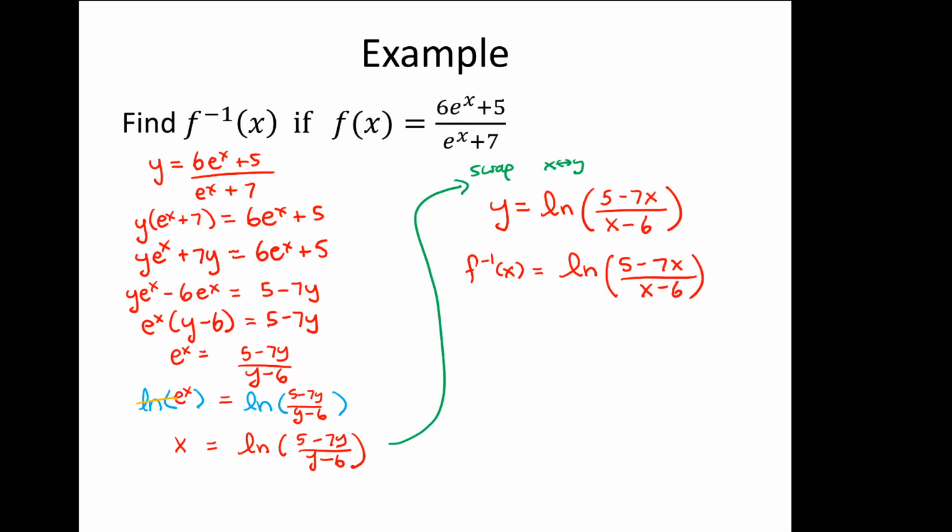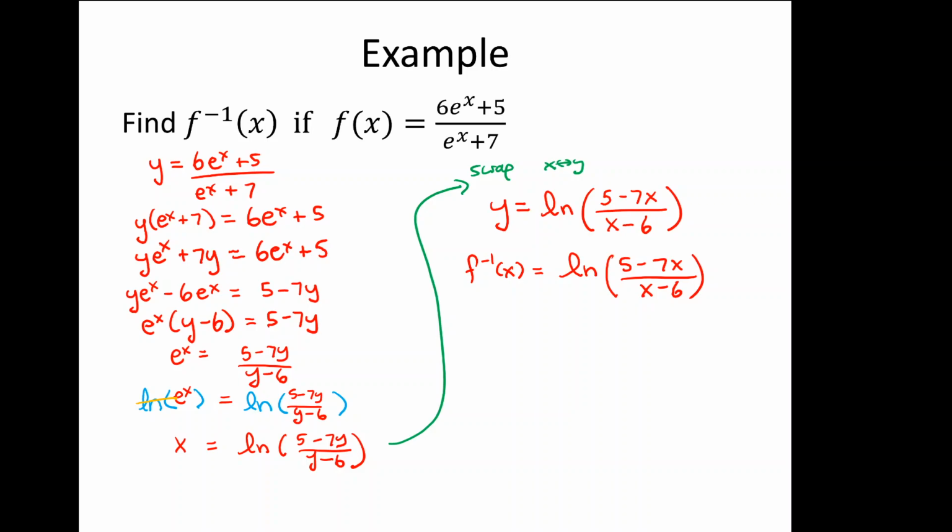If you wanted to, you could check this. You can confirm this is the answer by replacing every x in the original expression, in f of x, with this f inverse, ln of 5 minus 7x over x minus 6. So replacing the x on the top and the x on the bottom with that log, simplifying, using log properties, rearranging, and if you do everything right, you should get x at the end, because f inverse of f of x has to equal x, and f of f inverse of x has to equal x.